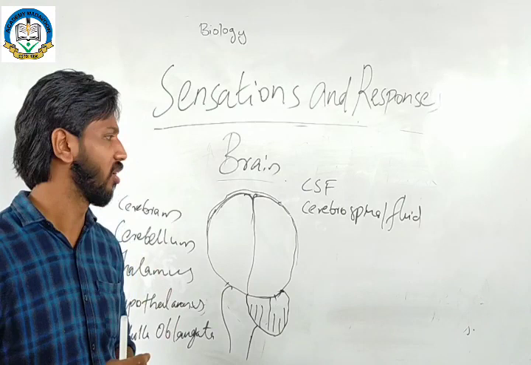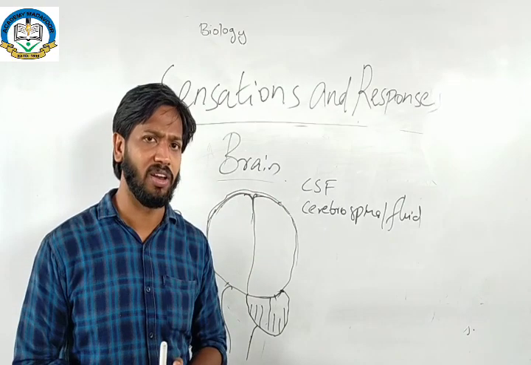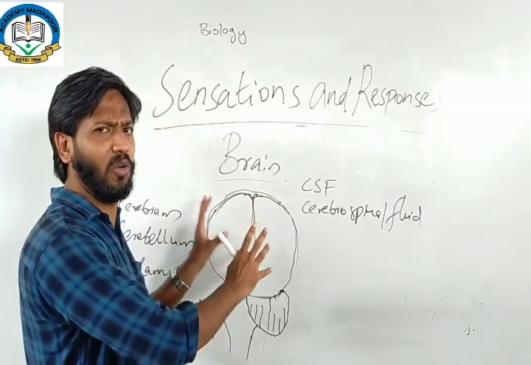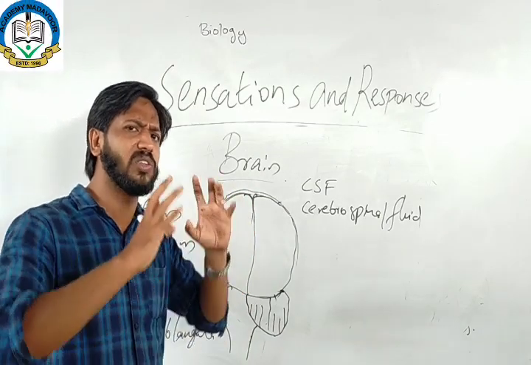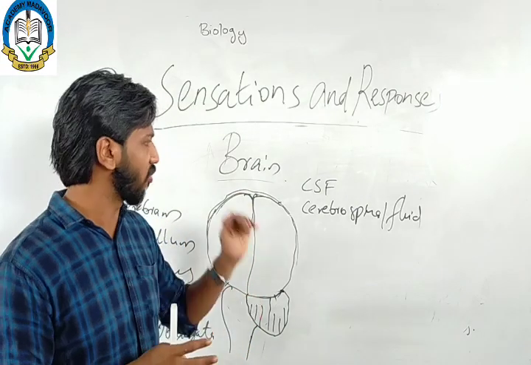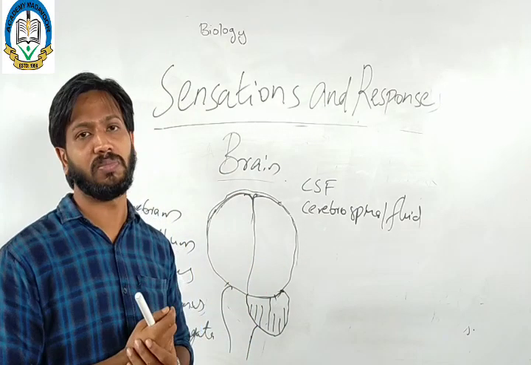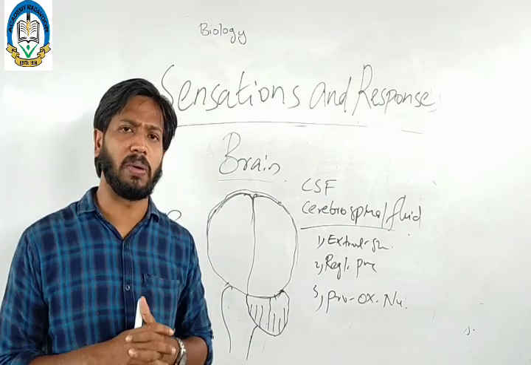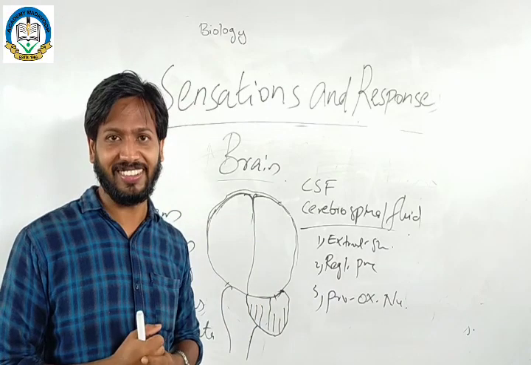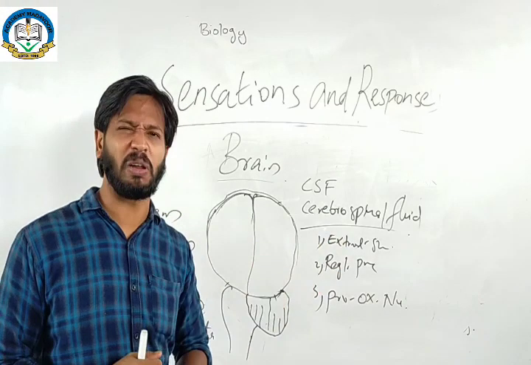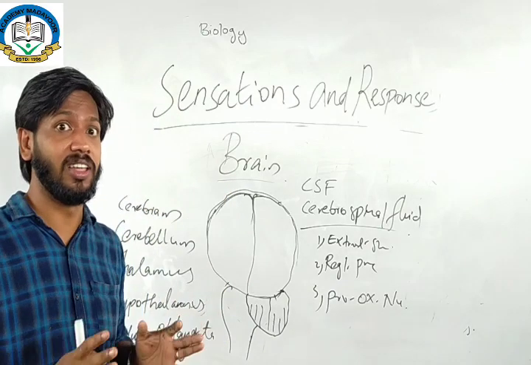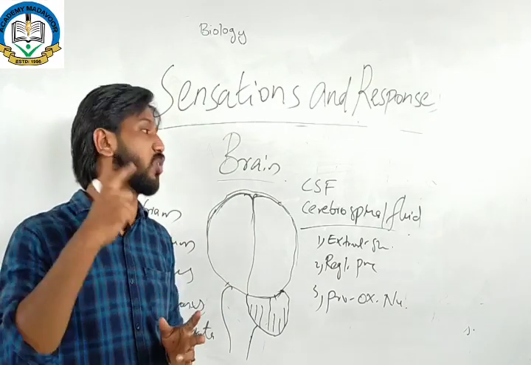What is the importance of cerebrospinal fluid? Why is it forming there? Because cerebrospinal fluid is a special fluid that fills the ventricles of the brain and the meninges. The functions of cerebrospinal fluid: first, protecting the brain from external shock. Second, regulating pressure inside the brain. Third, a very important point, providing oxygen and nutrients to the brain.